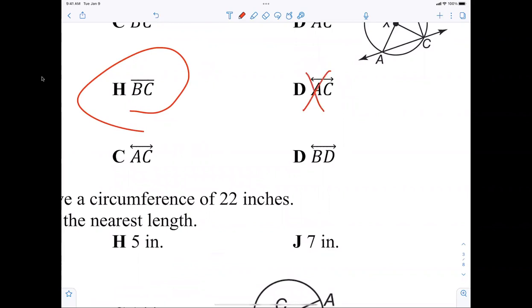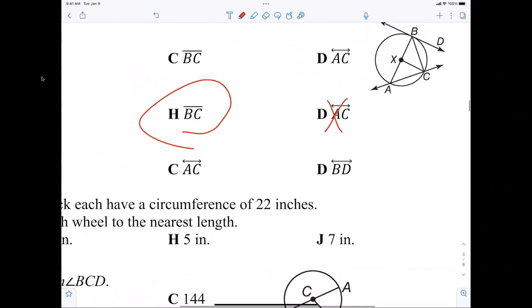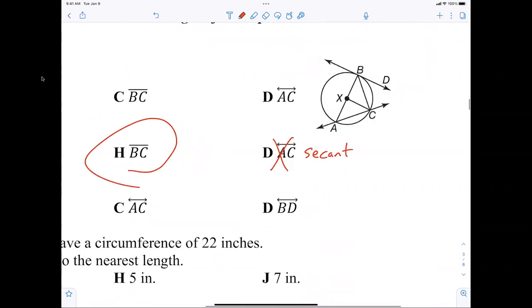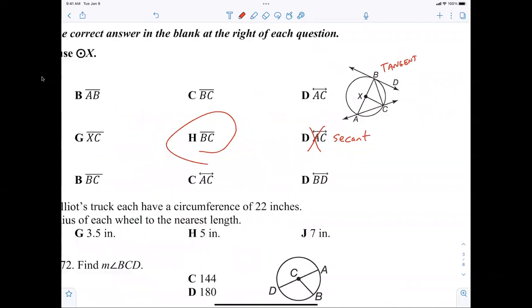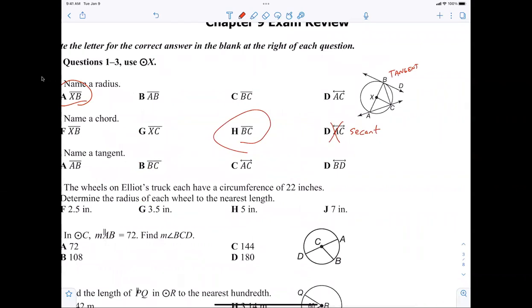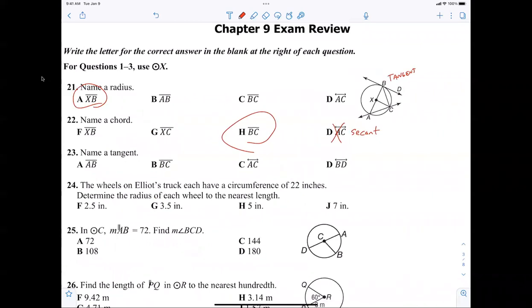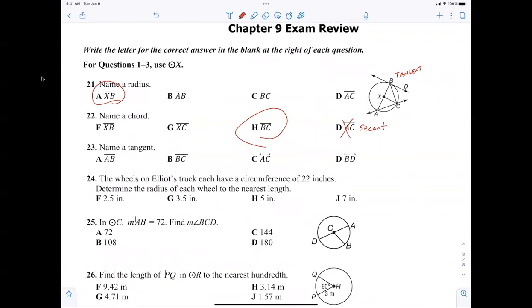All right, just to refresh your memory. AC would be considered a what? Secant. All right, BD would be the what? BD would be the tangent because it touches at a single point. Okay, so BC is a chord. Also, BA could be a chord, correct? AC could be a chord, if it's talking about the segment.